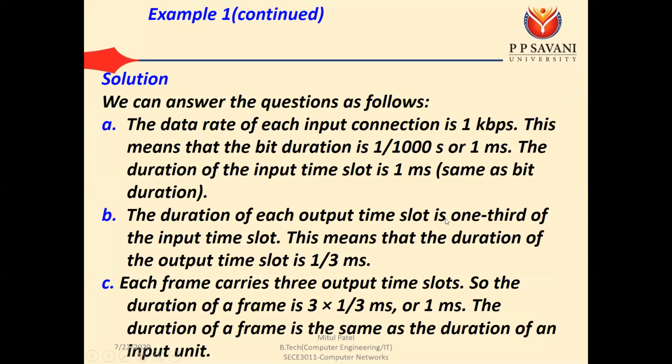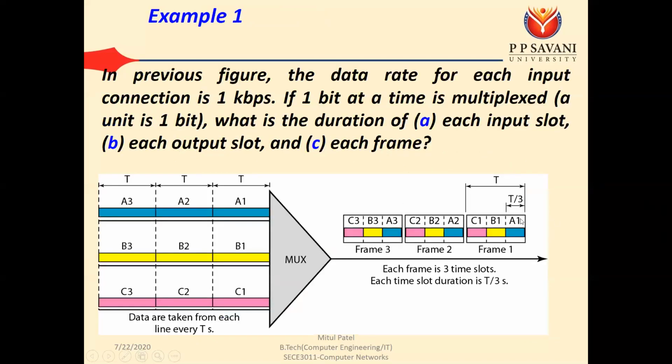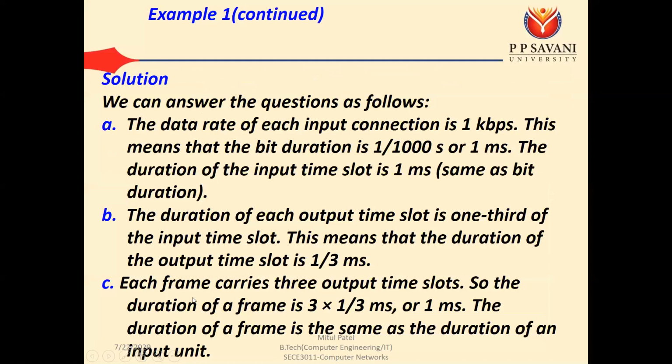Duration of each output time slot is 1/3 of the input time slot. This means that the duration of the output time slot is 1 by 3 millisecond. Okay, so here we can say that the duration of this output time slot is 1 by 3 millisecond. Then each frame carries 3 output time slots. So the duration of a frame is 3 cross 1 by 3 millisecond, or we can say 1 millisecond.